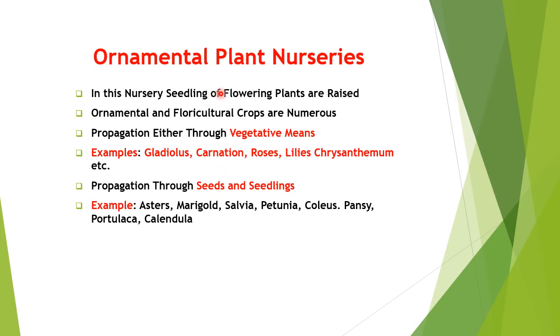The next nursery is the ornamental plant nursery. In this nursery, seedlings of flowering plants are raised. Ornamental and floricultural crops are numerous, propagated either through vegetative means, for example gladiolus, carnation, roses, lilies, chrysanthemum, etc. Or they can be propagated through seeds and seedlings, such as aster, marigold, salvia, petunia, pansy, portulaca, calendula. These are some of the prominent ornamental or flowering plants.